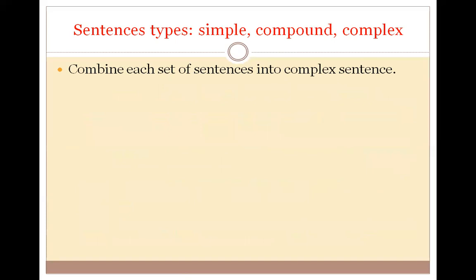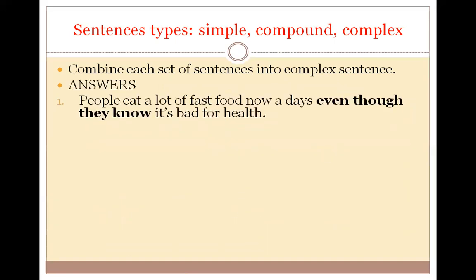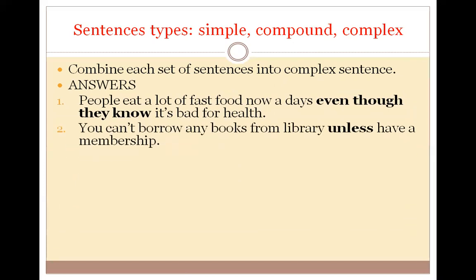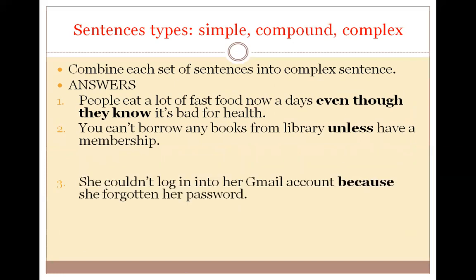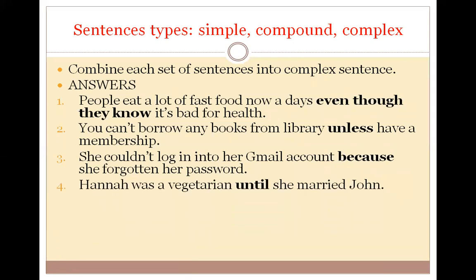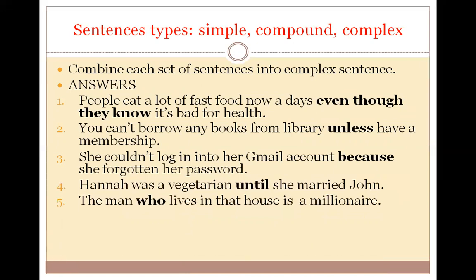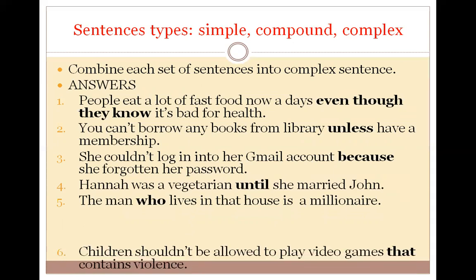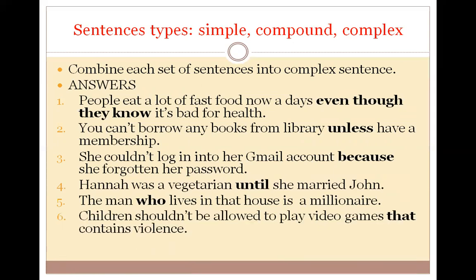Okay, let us just check the answers. People eat a lot of fast food nowadays, even though they know it's bad for health. You can't borrow any books from library unless you have a membership. She couldn't log into her Gmail account because she forgot her password. Anna was a vegetarian until she married John. The man who lives in that house is a millionaire. Children shouldn't be allowed to play video games that contain violence.